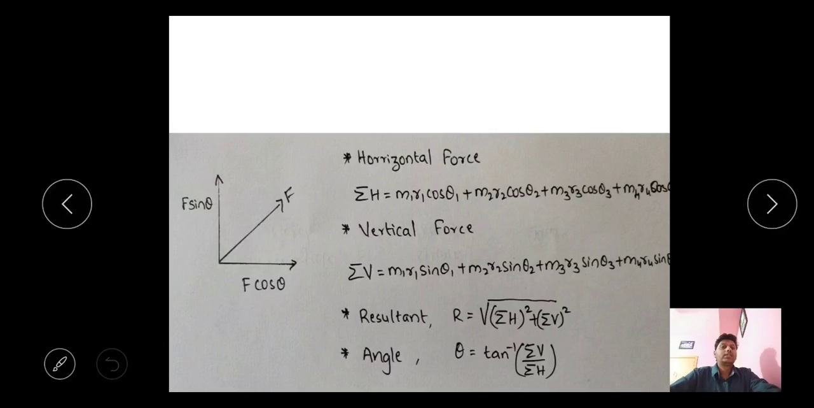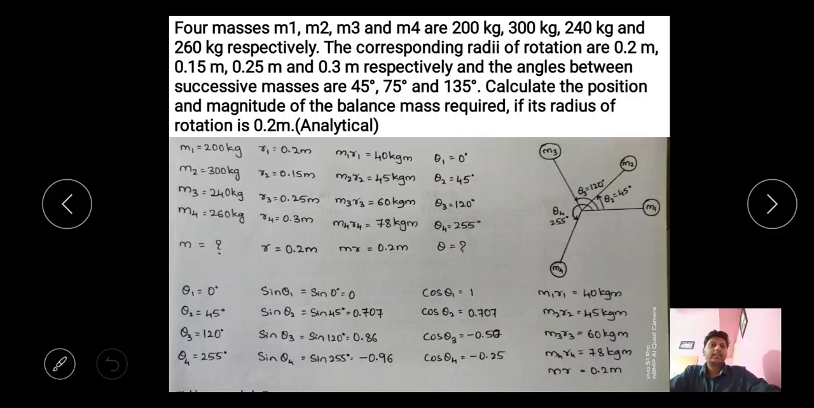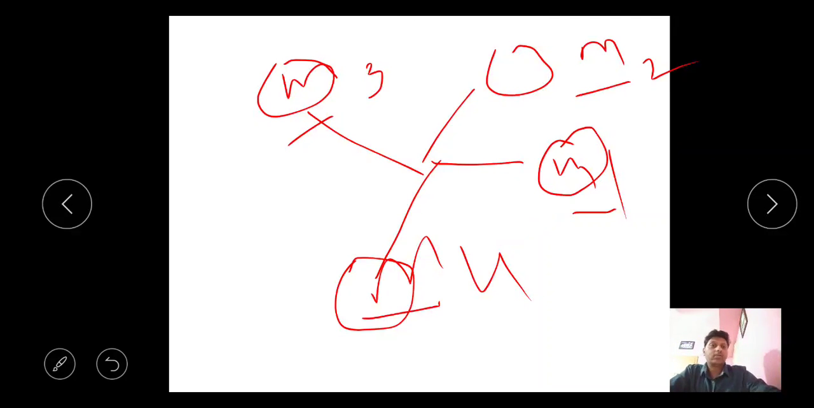Now we will consider one example. These are the two formulas to solve the problems, that is horizontal force and vertical force. How do you get these? You will understand about that. Suppose I consider one mass here, mass or force, both are the same. Mass or force I'll consider.